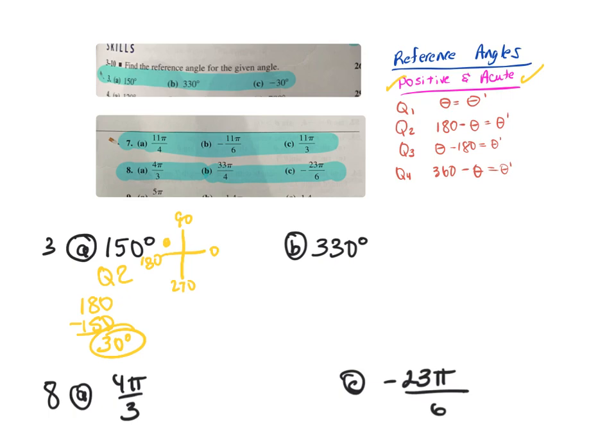You're good to go. Acute and positive, so you're good. All right, so now we go to 330. Well, I think 330, okay? I have 0, 90, 180, 270. Where is 330? It happens to be here in quadrant 4. So what's the rule for quadrant 4? You take 360 minus the given angle, and again, we get 30 degrees, okay? Is that positive and acute?